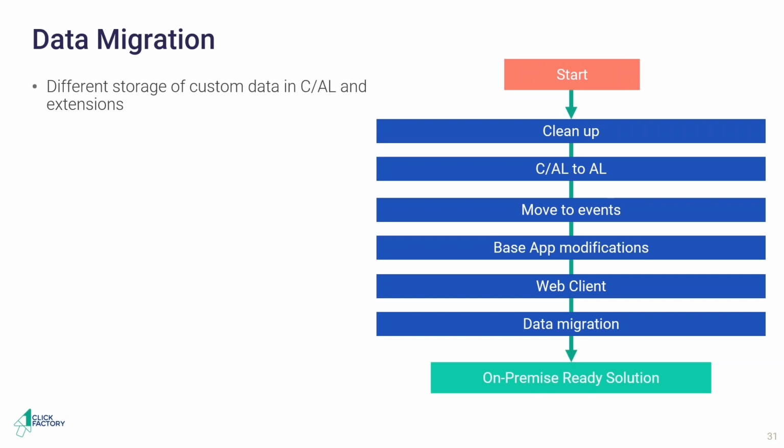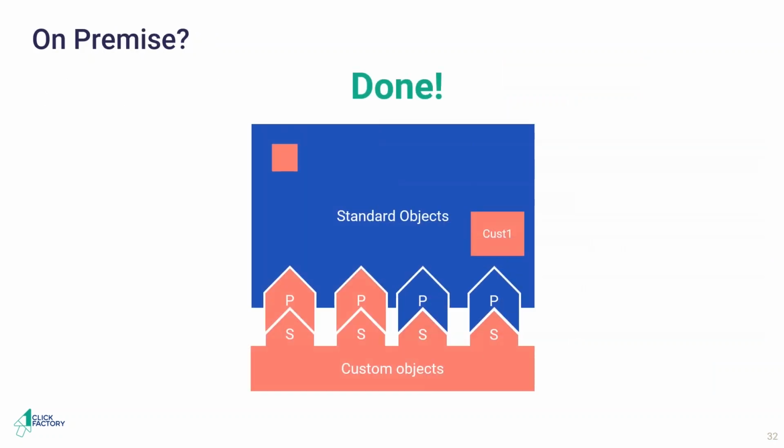And after the data migration part, you're ready to use this solution on-premise. And yeah, after you're done with the cleanup, the CL to AL, the base app modifications, the move to events, the web client implementation, and the data migration, you're done and you're able to work in an on-premise solution. The fact is that sometimes on-premise is not enough, and some customers want to start using the SaaS solution, and maybe they want to publish their solution on app stores.